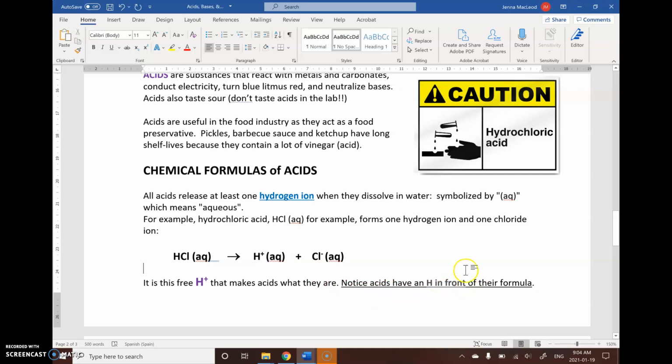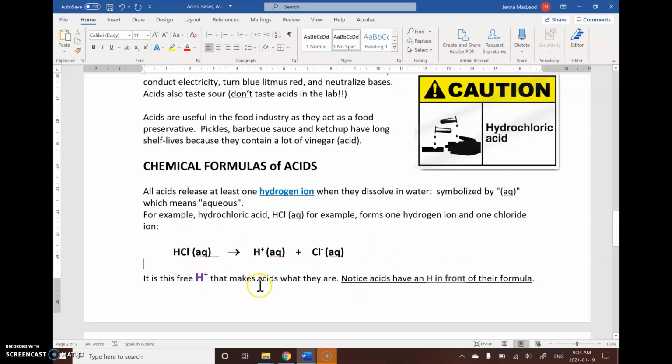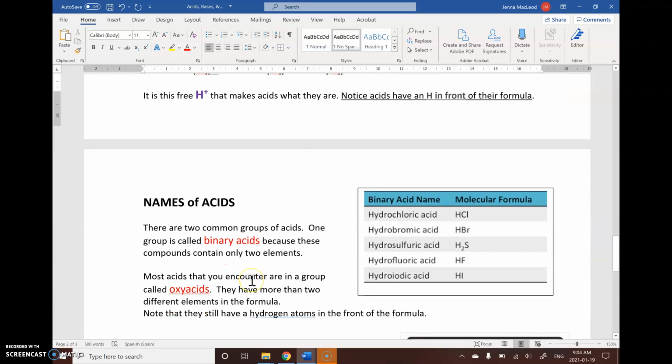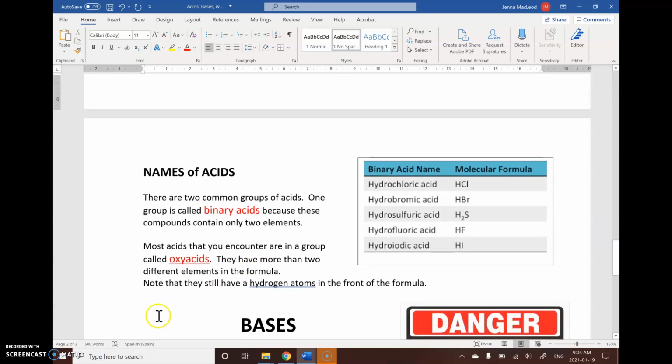Now on your periodic table, I've given you a table full of acids. I'm not going to ask you to name them, but we're going to go over that very quickly. For names of acids, there are two common groups. One group is called binary acids because these compounds contain only two elements, things like hydrochloric acid and hydrobromic acid. Most acids that you encounter are in a group called oxyacids. They have more than two different elements in the formula.